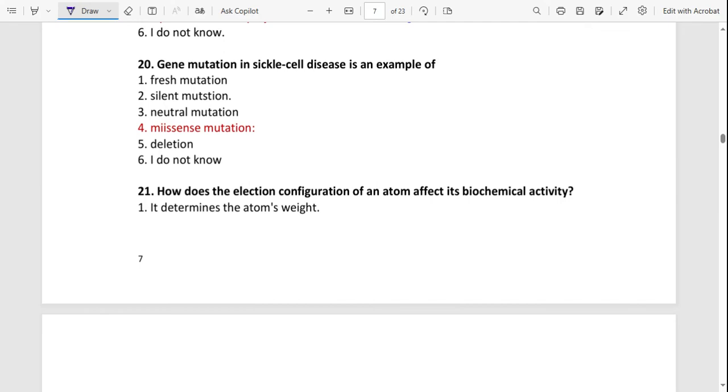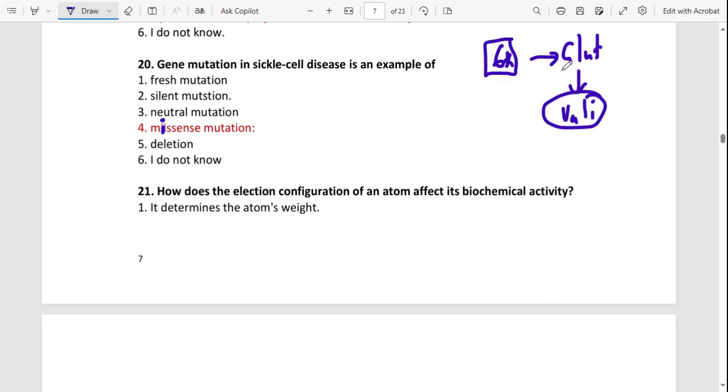Next, gene mutation in sickle cell disease is an example of. Now, a gene mutation in sickle cell disease is an example of a missense mutation. What happens is that in sickle cell, at position number 6, there is a change in the arrangement of amino acids, and it causes the change of glutamate into valine.